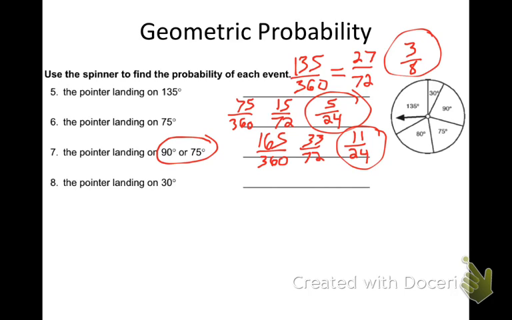And then the very last thing, number 8. The pointer landing on 30 degrees. How would you write that as probability, Schultz? 30 over what? And then you'd simplify that to what, sir?